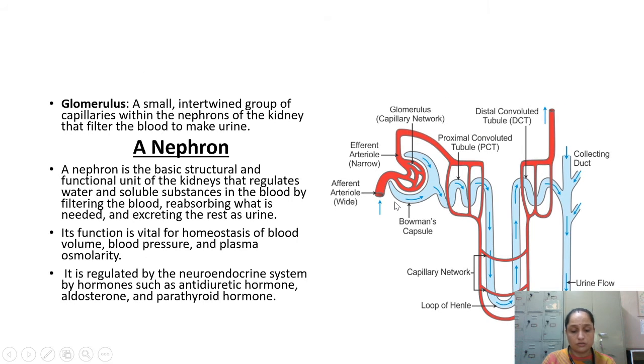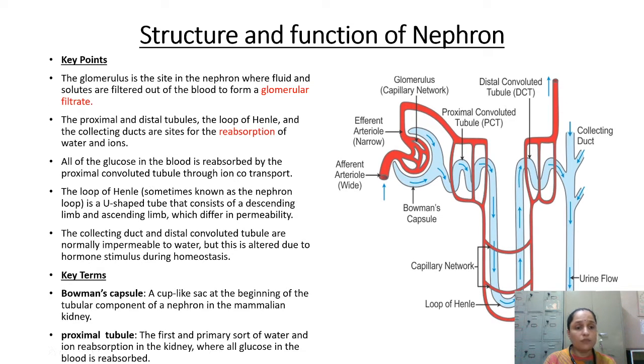All of the glucose in the blood is reabsorbed by the proximal convoluted tubule through ion co-transport. This part I already discussed. And the loop of Henle, sometimes known as the nephron loop, is a U-shaped tube that consists of a descending limb and an ascending limb.